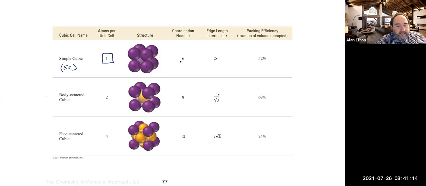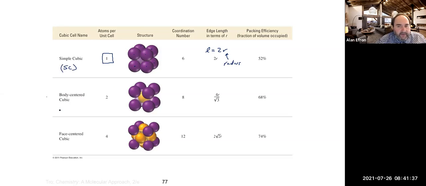It has a coordination number of 6, as it's in contact in 6 different places. And the length of each edge is basically 2 times r. R is the radius, which is a value that's typically given to you. It could pack 52%, which is not so important for us.